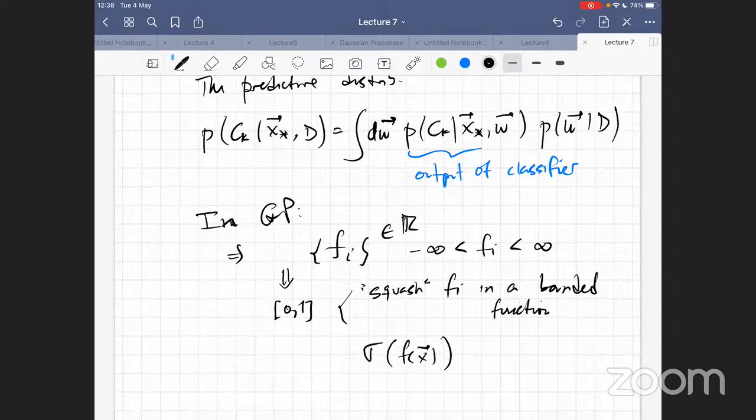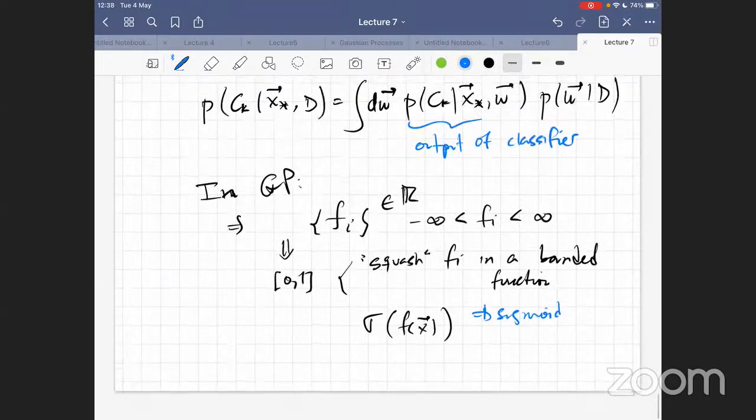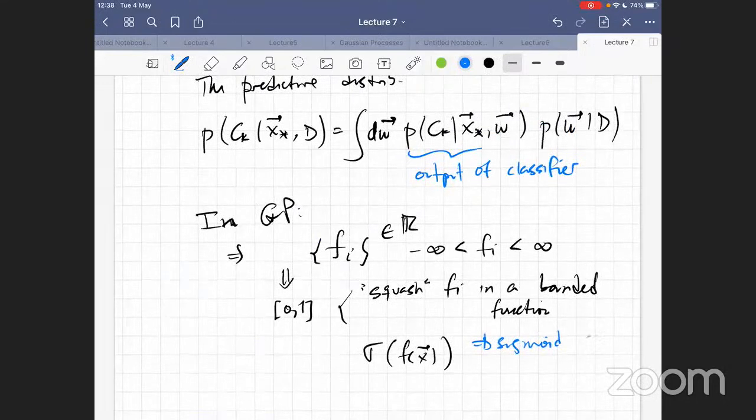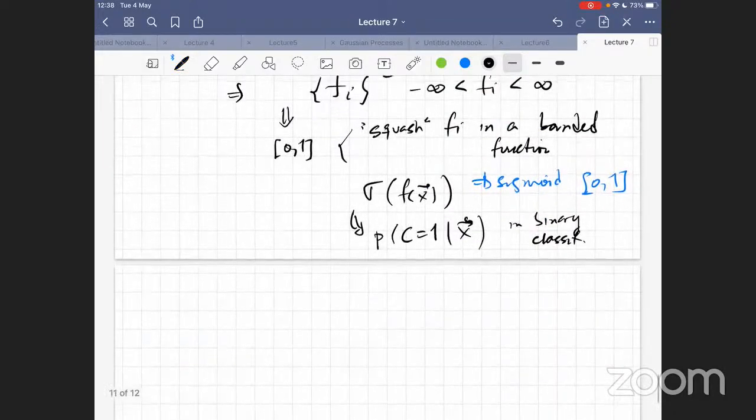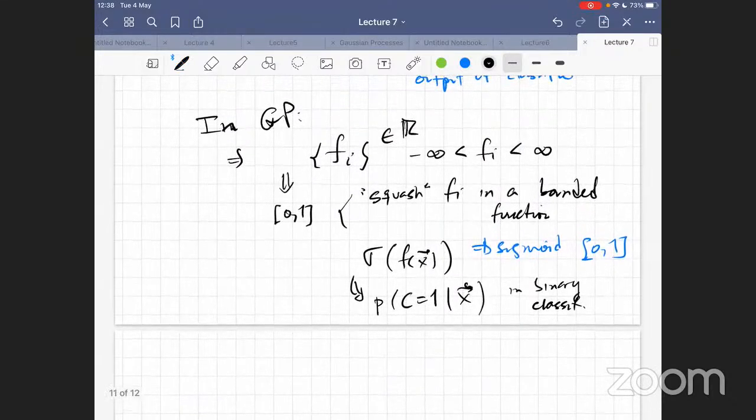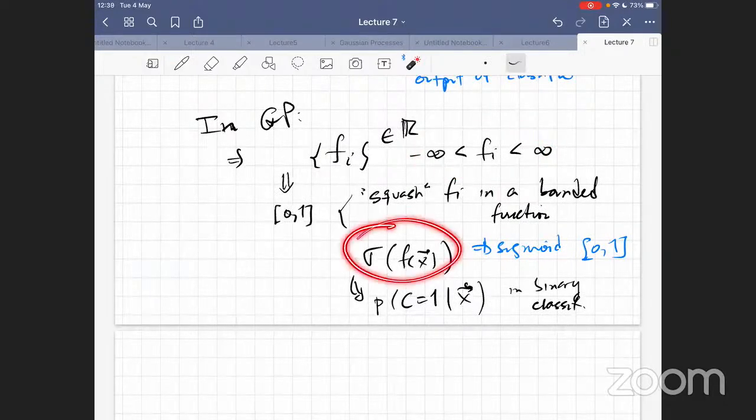And then you know that the sigmoid is just bounded between 0 and 1, right? And this is interpreted as, in binary classification at least, the probability of class 1 given some data. So this is just a trick to go from an unbounded prediction to a prediction which is in the range 0, 1.